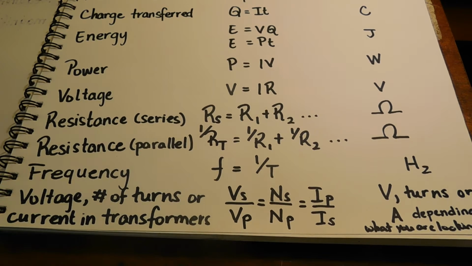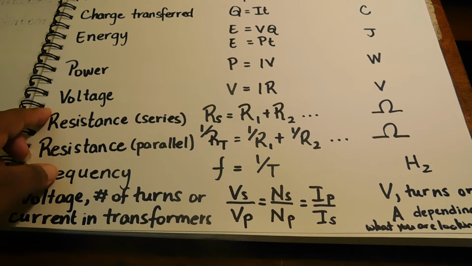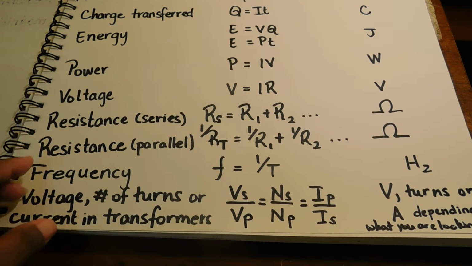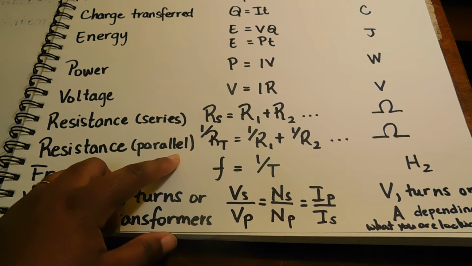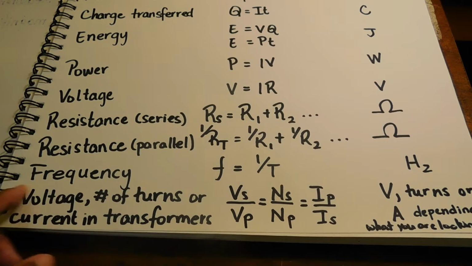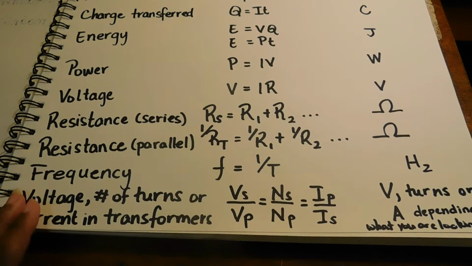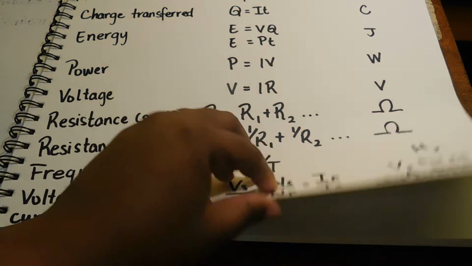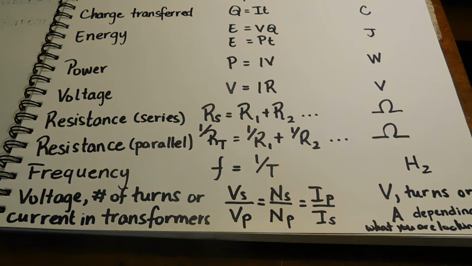So now we're on to electricity and magnetism. This is the chapter before the last one, and we deal with charge transfer, energy, power, voltage, resistance in series, resistance in parallel, frequency, and this one deals with transformers. They deal with voltage, number of turns, the current in transformers. And that's pretty much it for electricity.